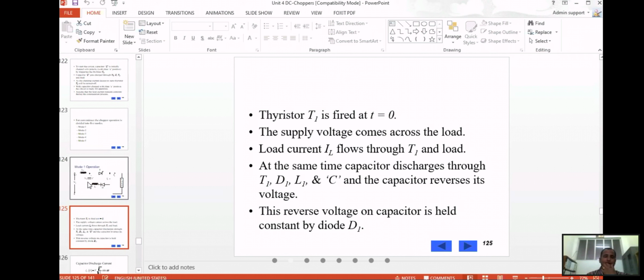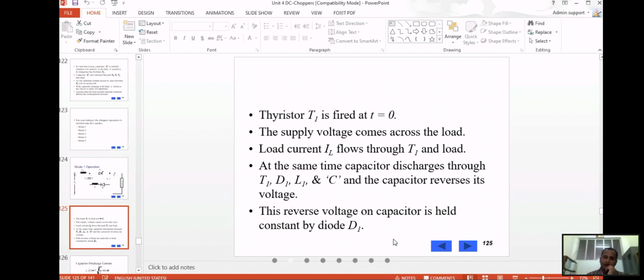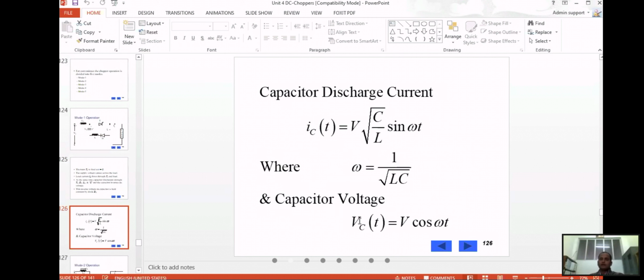If you are asked what the function of D1 is, the function is that whatever reverse voltage is there, it will be held constant. The reverse voltage will remain constant with the help of the diode D1. So this is how we find out the capacitor discharge current.